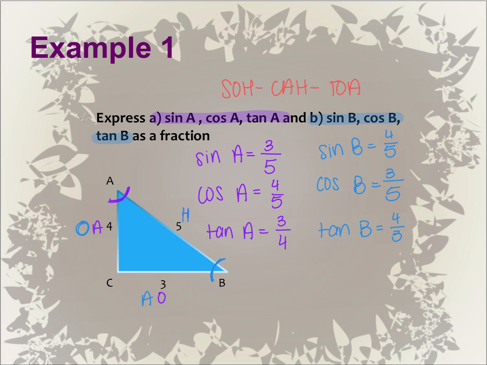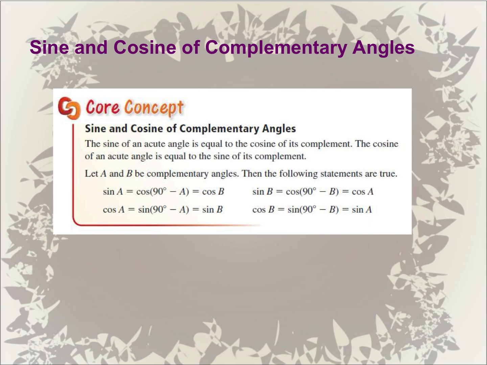Looking at this, something that we need to understand: when I have complementary angles, sine A is going to be the same measure or ratio as cosine B, and cosine A is equal to sine B. That's something that you guys are going to have to remember. Sine A is equal to cosine B, and cosine A is equal to sine B. Okay, so that's kind of to the next slide.